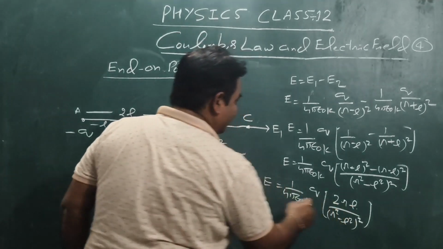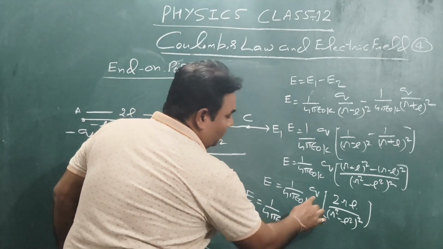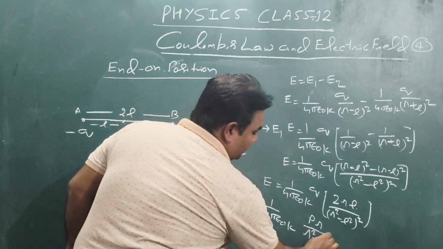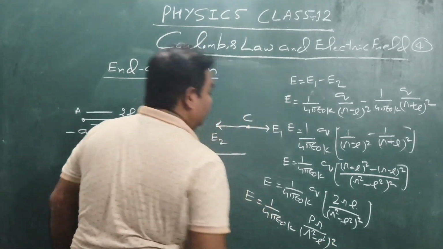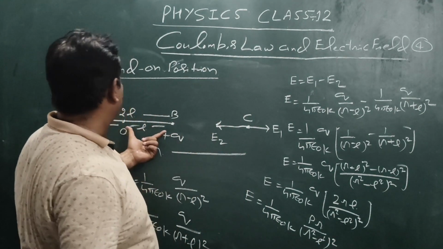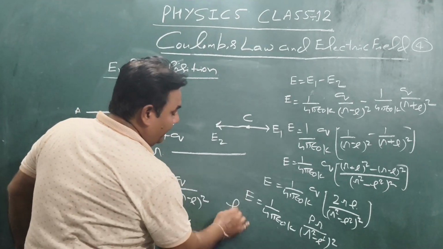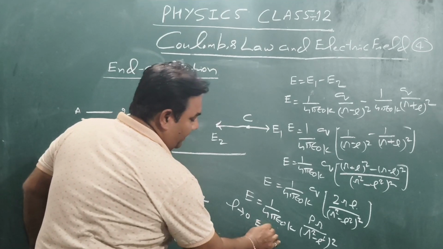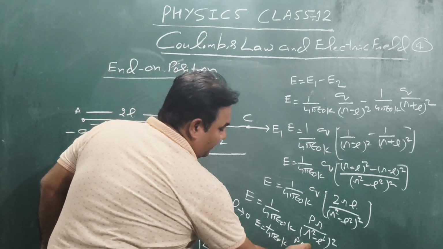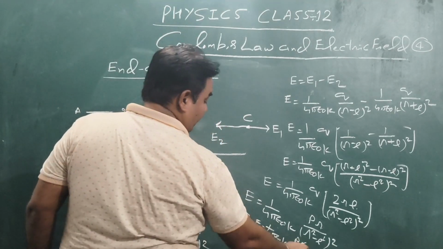q into 2L is P, the electric dipole moment. So E is equal to 1 upon 4 pi epsilon naught K, P into 2R upon (R square minus L square) whole square. Since R is very much greater than 2L, because the dipole length is very small compared to the distance, we can take L tending to 0. So the intensity E is equal to 1 upon 4 pi epsilon naught K, 2PR upon R to the power 4, and R cancels out.